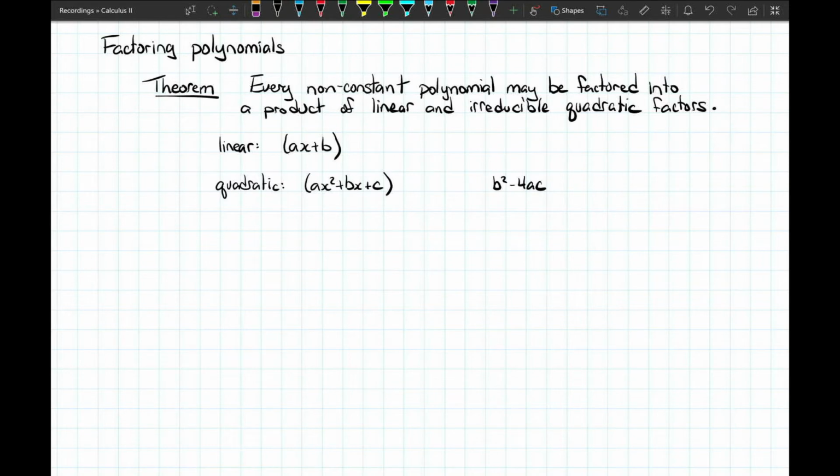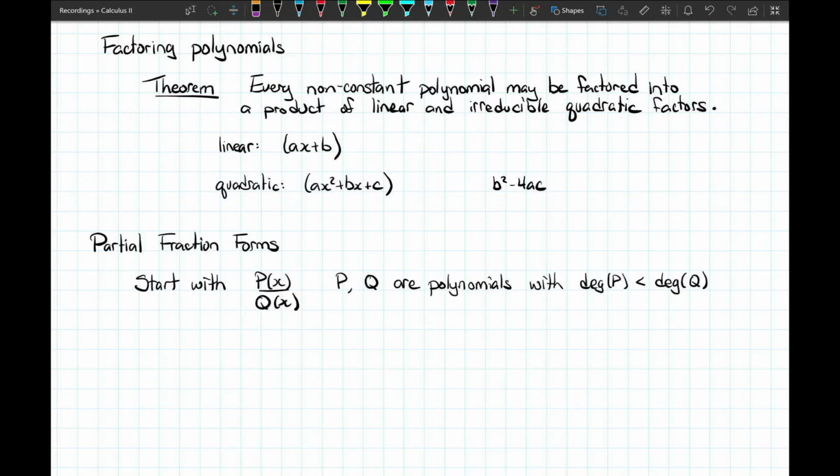All right, with that in mind, there are only so many different kinds of factors we can have, and there is a nice form for the kind of partial fractions we will get depending on how the denominator can be factored. Starting off with a rational expression, p over q, where p and q are polynomials, where the degree of p is less than the degree of q, we will factor q completely into linear and quadratic factors, which may or may not be repeated.